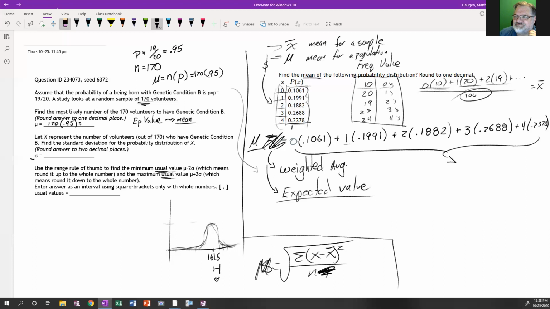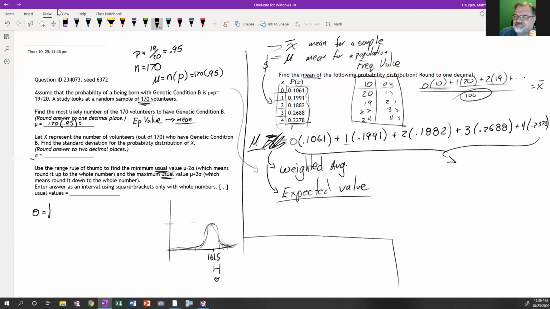Finding means for binomial distributions, or finding standard deviations for binomial distributions, is much more straightforward than that. We don't have a bunch of different values. All we have is a bunch of yeses and nos, a bunch of probabilities, either a 95% chance of yes or a 5% chance of no. So it really simplifies the calculations down to a very nice little formula.